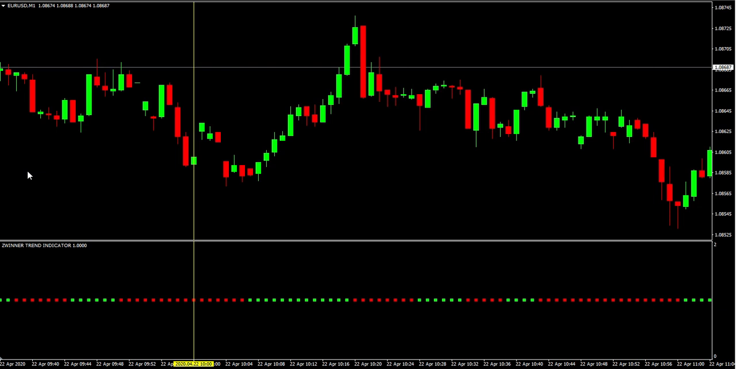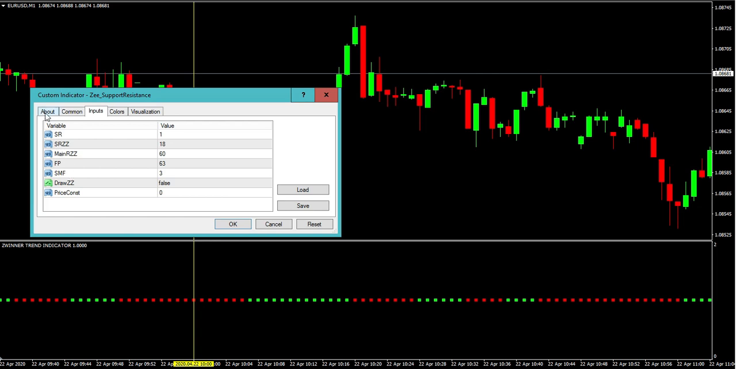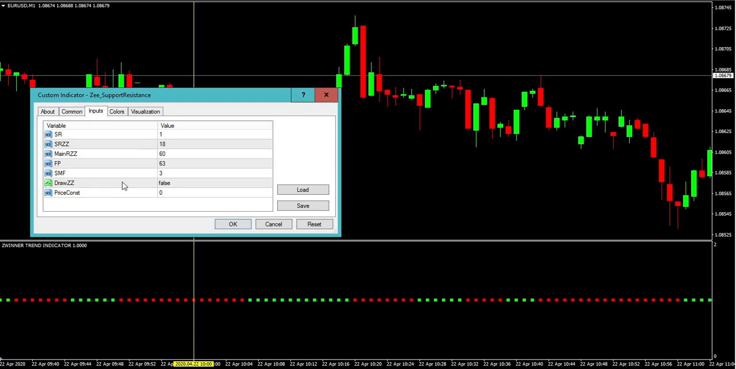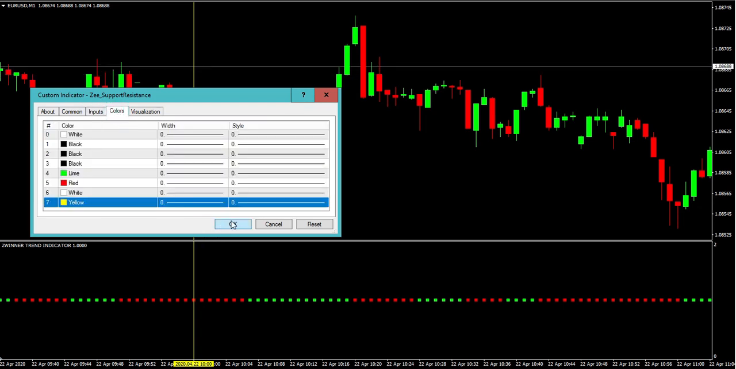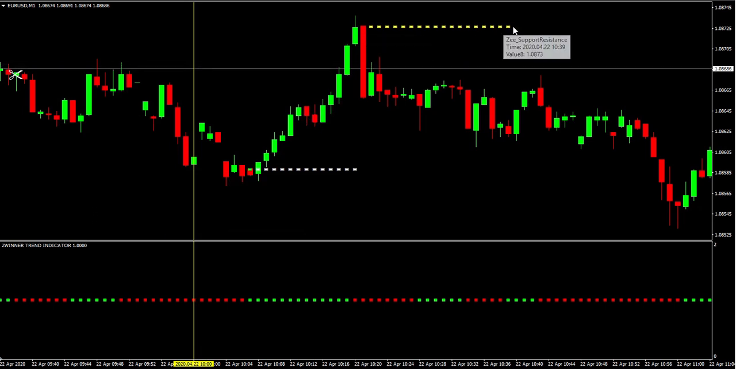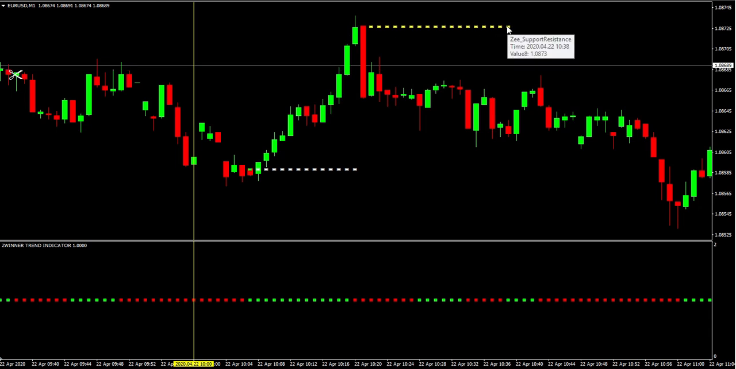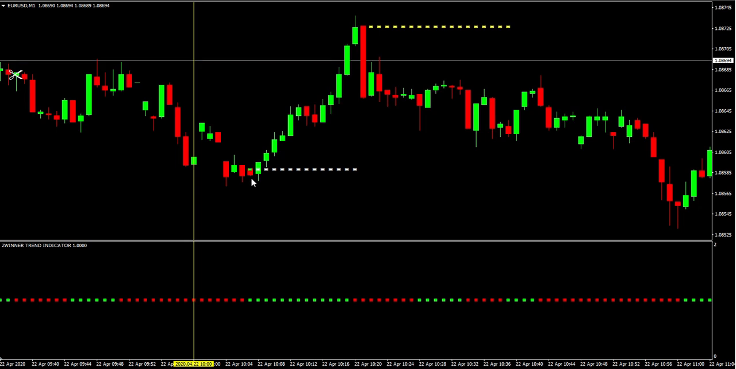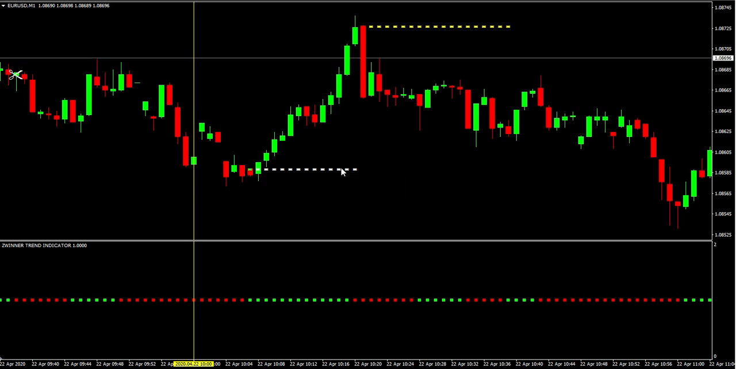The next indicator I'm going to put in is the Z support and resistance. Now this is the support and resistance indicator. Don't touch anything, just click OK. Now the yellow dots are the resistance level and the white dots are the support level. The resistance level starts with a red dot and thereafter they are all yellow dots. The support level starts with the green dot and thereafter they're all white dots.